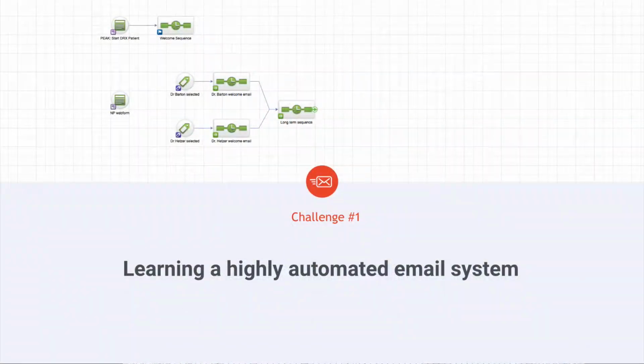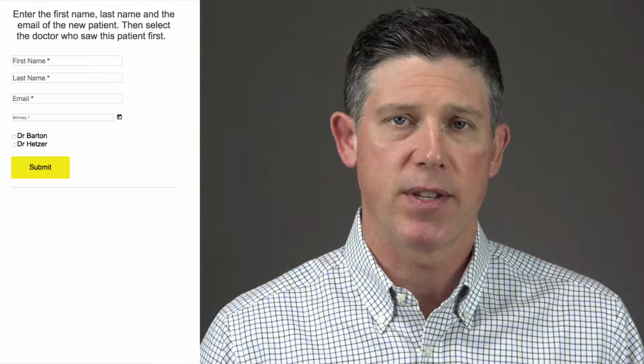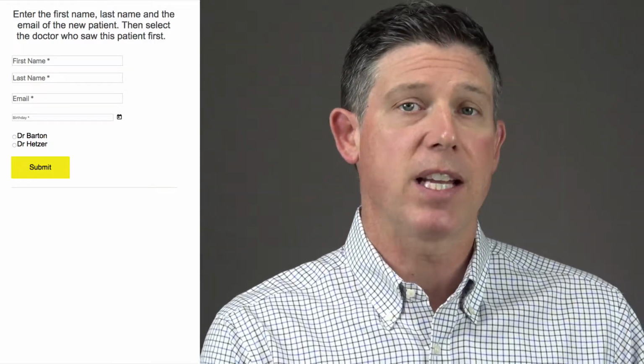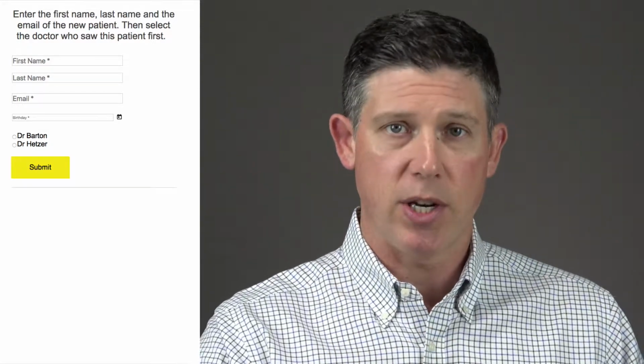Here are the problems. The first problem is learning a complicated and deep automated email sequence and getting all the automation in place that is necessary to pull this off. This automation is triggered via a form on the desktop of key employees. So if it's a healthcare practice, it's going to be on the desktop of the front desk person, and when a new patient leaves, they're going to put the patient information into the form and it triggers the automation.